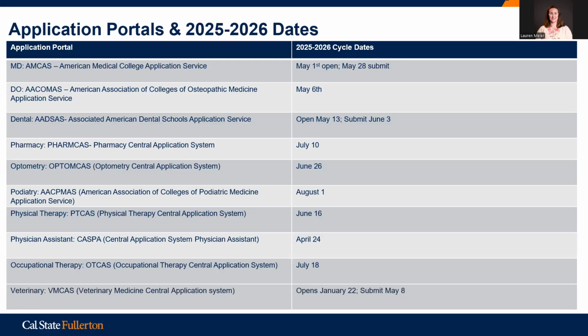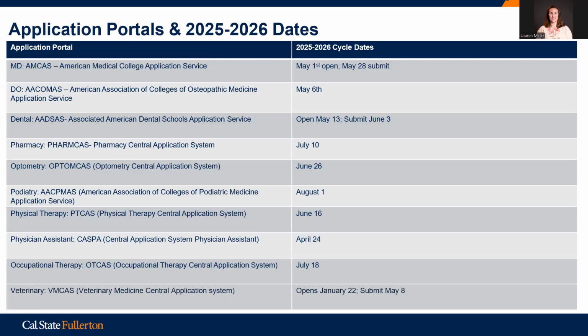So if you're applying to MD programs, your portal is AMCAS. That tends to open early May and submit at the end of May. If you're applying to DO programs, your portal will be ACOMAS. This tends to open at the beginning of May. Dental programs is ADSAS. They open middle of May, submit early June. PharmCAS is for pharmacy, middle of July. OptomCAS is for optometry, end of June.